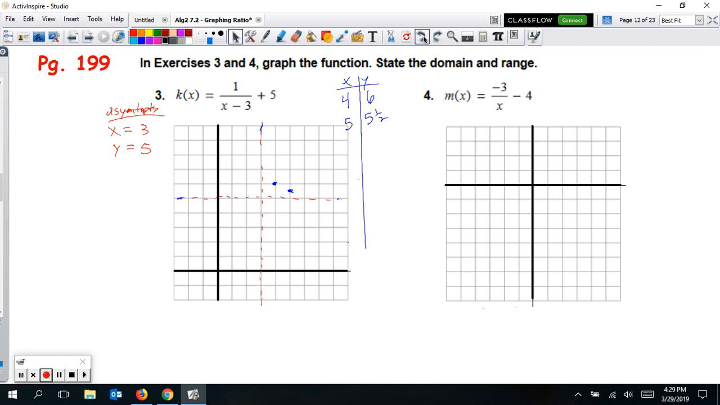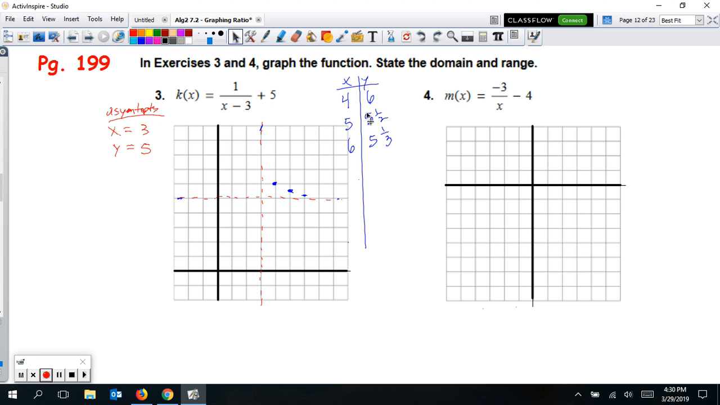And then we'll do 6. 6 minus 3 is going to be 3, and so that's a 1/3. Now it's going to be 5 plus 1/3, which is 5 1/3. So we come over to 6, we go up to 5, which is where this asymptote is. We're going to go just 1/3 of the way up there, so it's a little bit lower. So it's right in that spot.